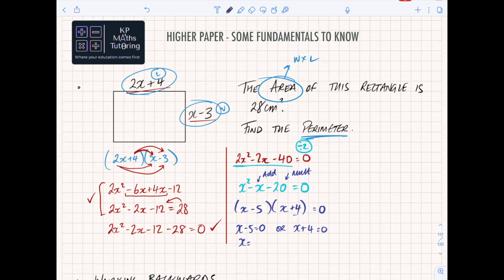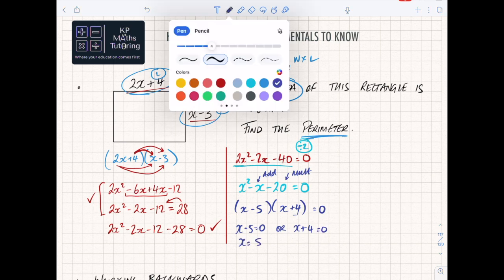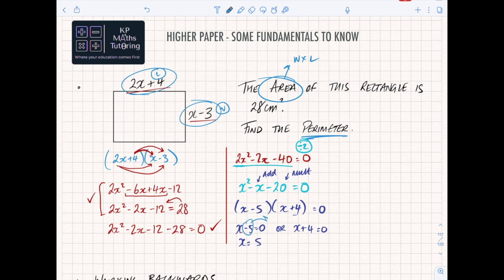So therefore x is equal to positive 5, because what I'm doing is taking that 5 and moving it over here, and the plus 4 is going the other side as well. So this one would become x is equal to minus 4. So what I'm saying is, in this question, x is equal to 5 or x is equal to minus 4.